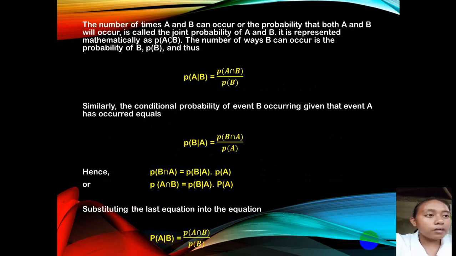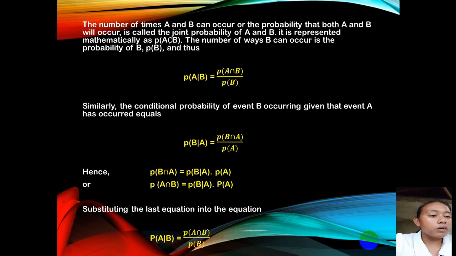So, the number of times A and B can occur, or the probability that both A and B will occur, is called the joint probability of A and B. It is presented mathematically as P(A∩B). The number of ways B can occur is the probability of B in those, so we use this formula first.